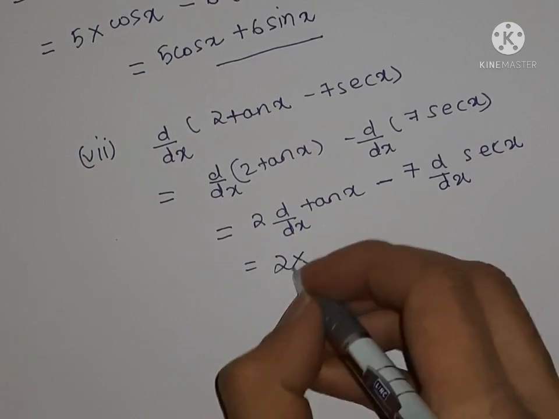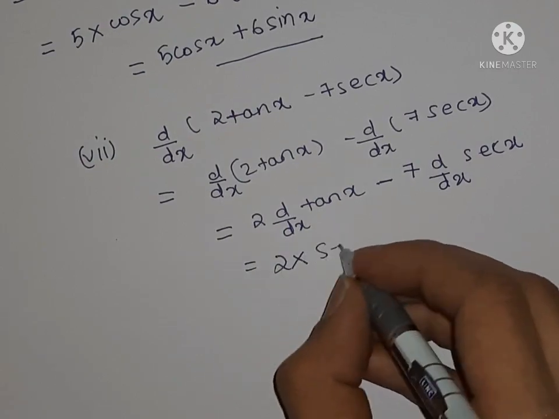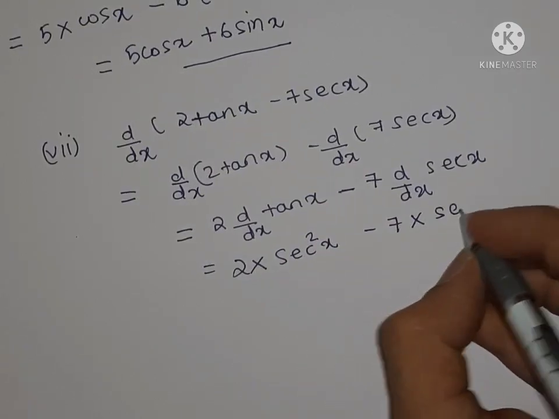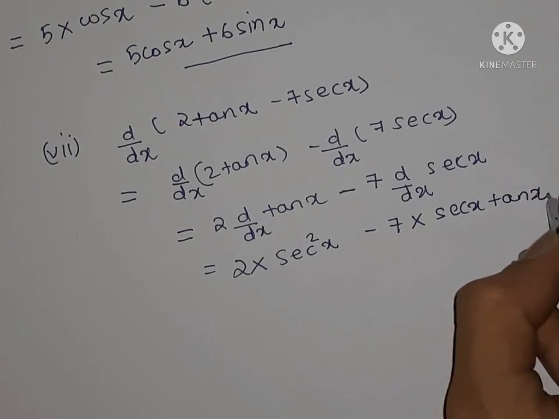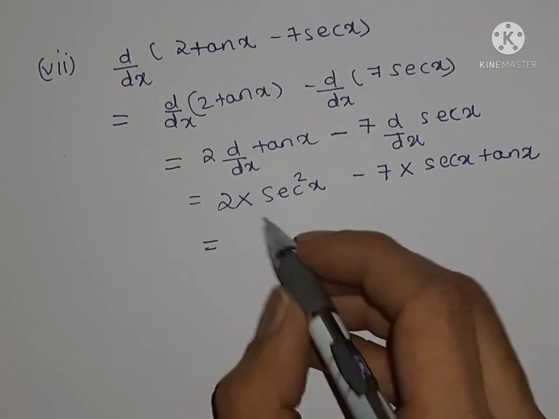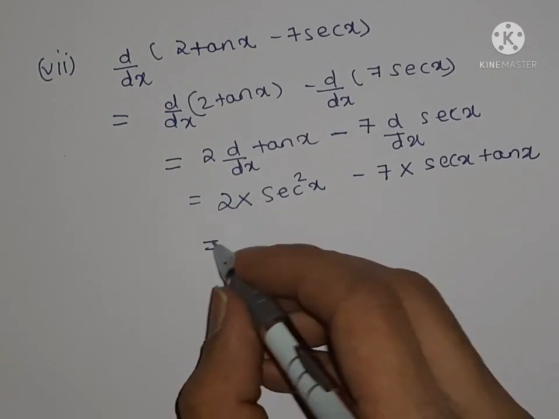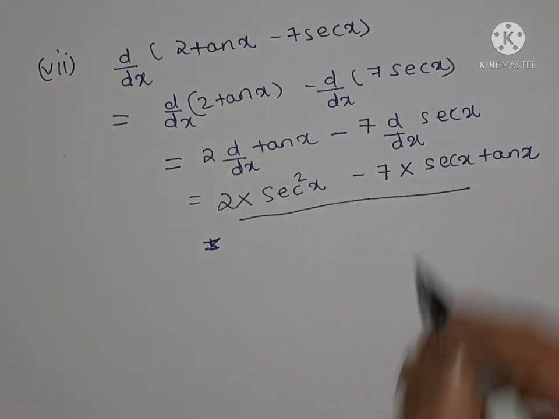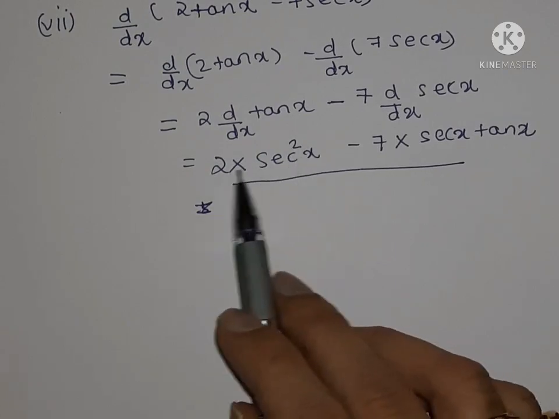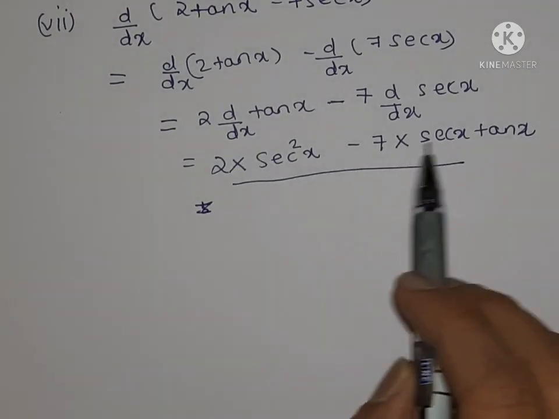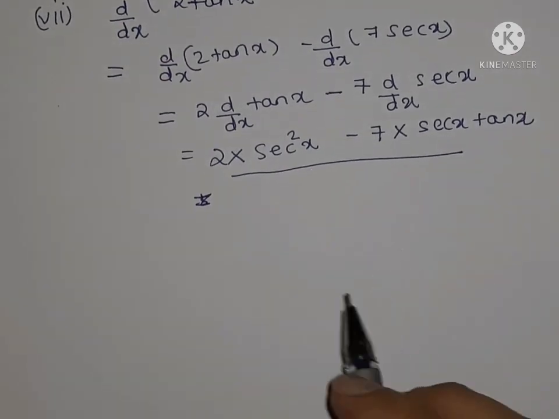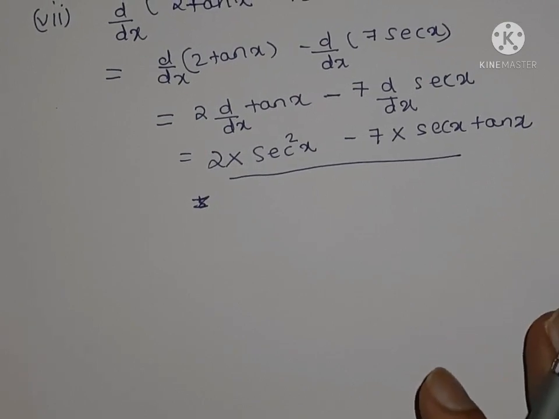So this is equal to 2 times derivative of tan x is sec square x. Okay. Minus 7 times derivative of sec x is sec x tan x. So you will get what? This is the answer actually, and so we can keep it here. Okay. So instead of writing 2 multiplied by sec square x, you can write 2 sec square x minus 7 times, instead of writing, you can write 7 sec x tan x. So this is the answer of problem 7.